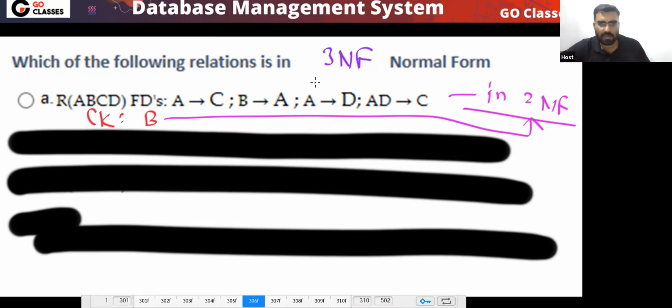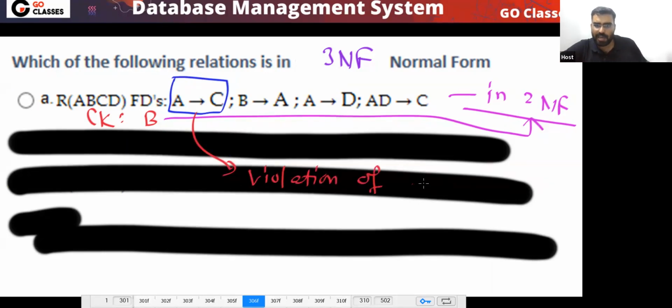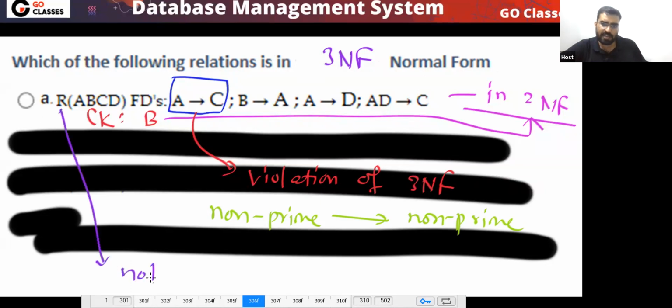What about 3NF? Tell me, what about 3NF? Look at this. This is the violation of 3NF. Why? What is the reason this is a violation of 3NF? Because non-prime is determining non-prime. So this is a violation of 3NF, and this relation is not in 3NF.